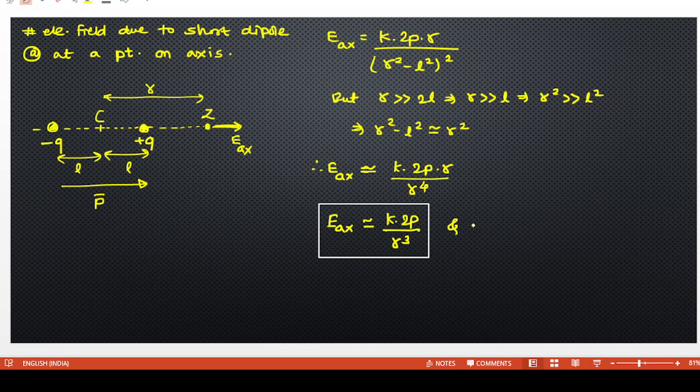What will be the vector form? Field at a point on the axis is approximately Kp by r cube, but its direction is the same as the dipole moment vector. So E bar and P bar are in the same direction. So this is the formula for electric field at a point on axis of a short dipole, K 2p by r cube or Kp by r cube.